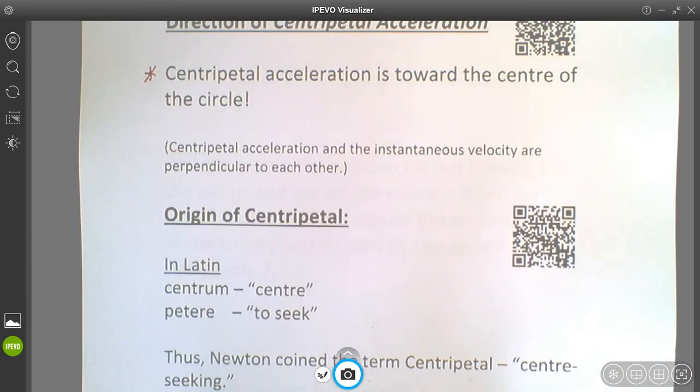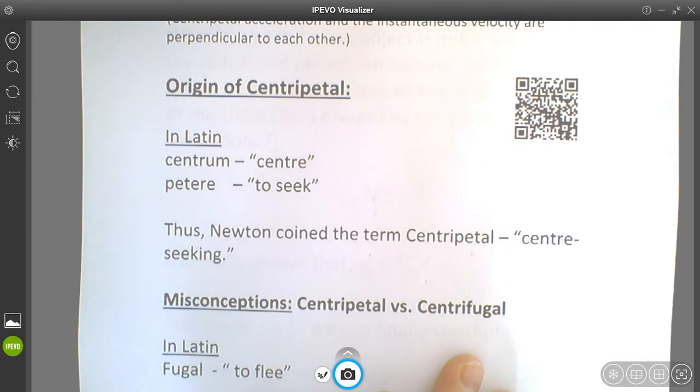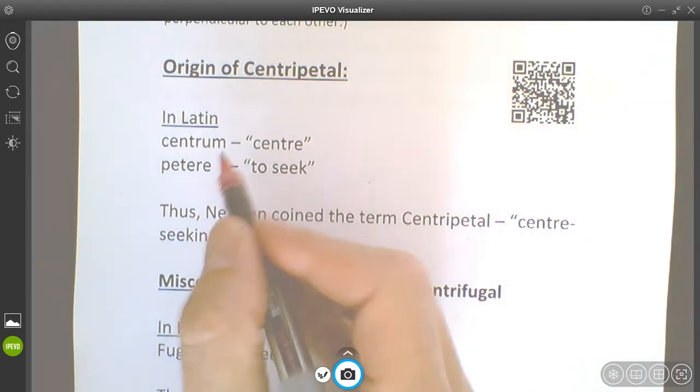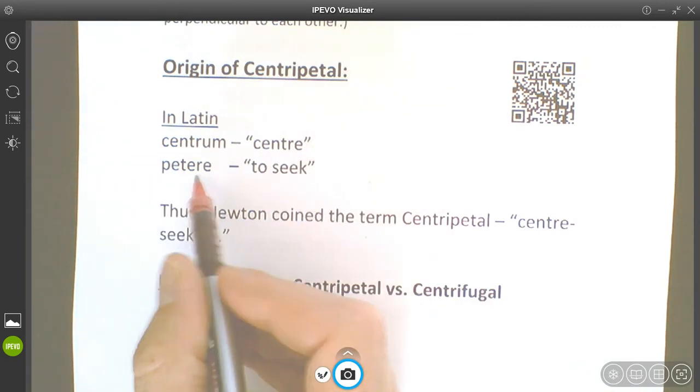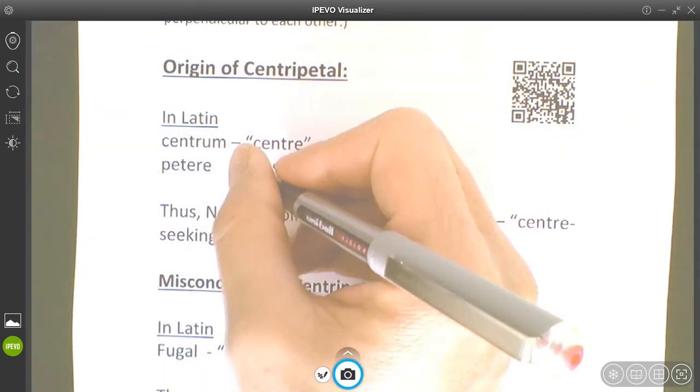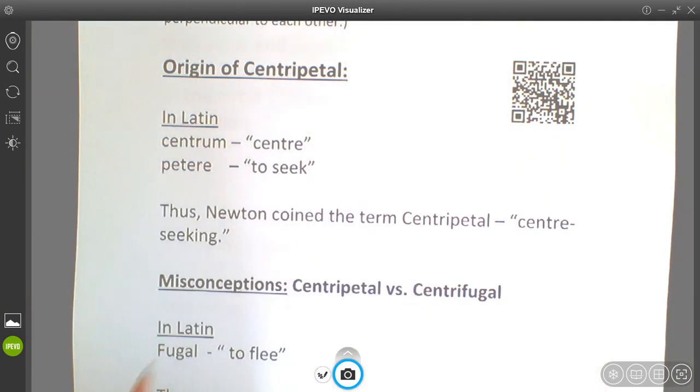Okay, origin of the word centripetal. So the word centripetal in Latin means centrum or center, and petere or pater, not sure how to pronounce it, means to seek. In fact, no one knows how to pronounce it because it's Latin.